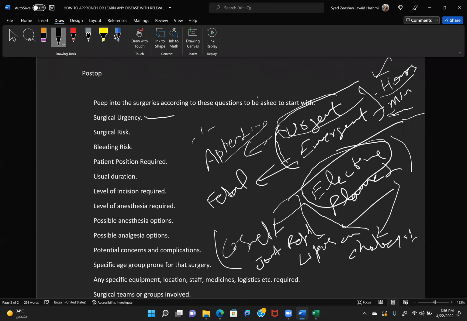So this is an urgent surgery. This is just to make you understand a little bit of difference, but usually emergent and urgent are used together, and elective and planned are used together. So this is the difference. So surgical urgency, then surgical risk. There is a classification of the American Heart Association according to the surgical risk.